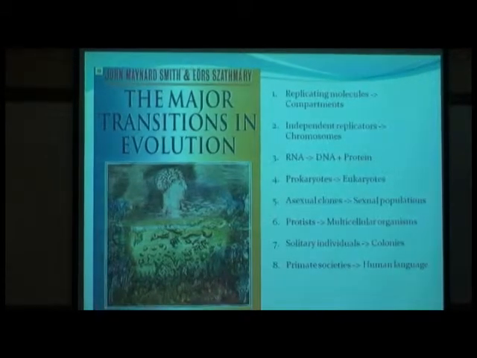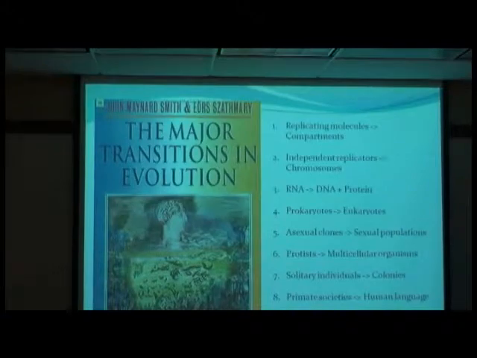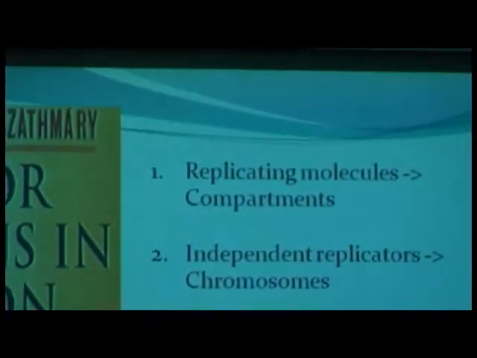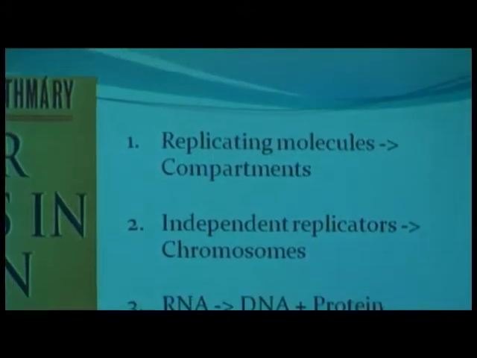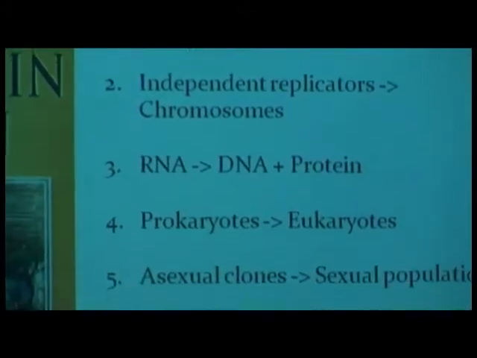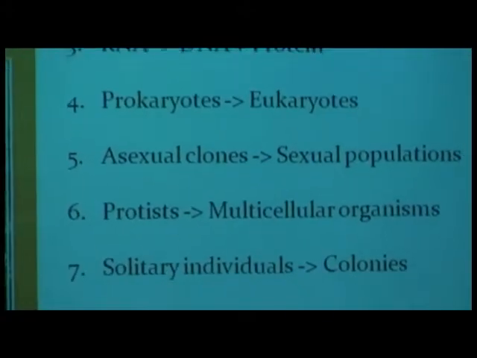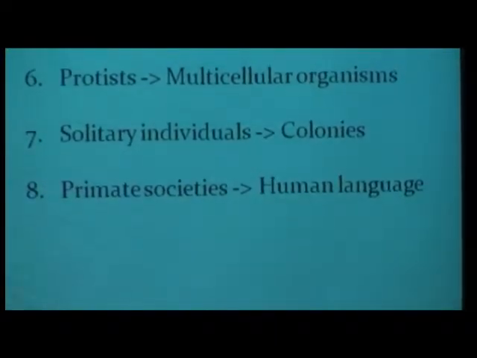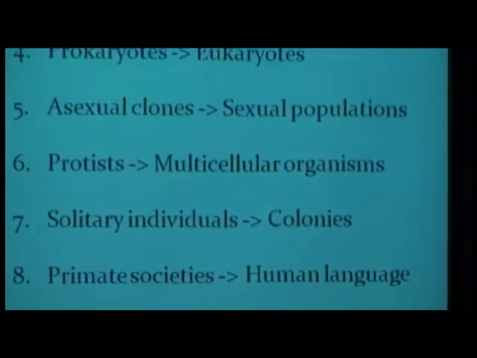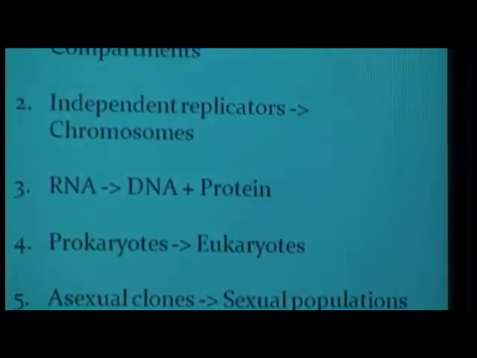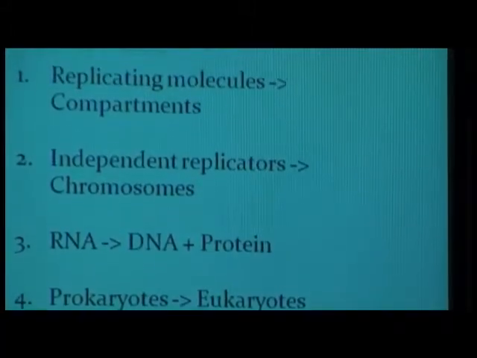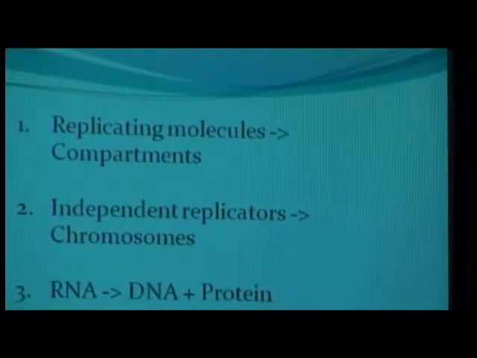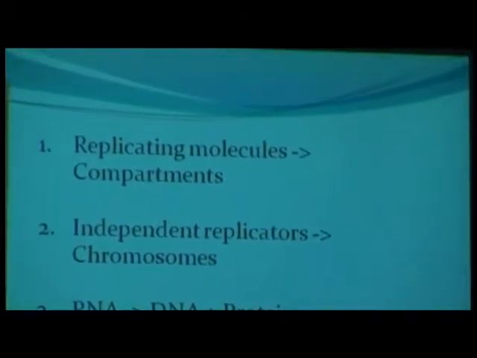And in fact, there have been 8 fundamental major transitions in the development of life, each of which involved entities which used to be separate coming together and beginning to act together through some kind of a synergy. So the first one was separately replicating molecules were able to form compartments, so that they create environments for one another to work together. Independent replicators ultimately turned into chromosomes.